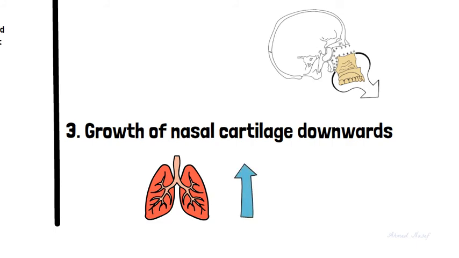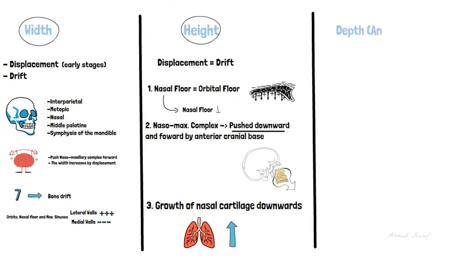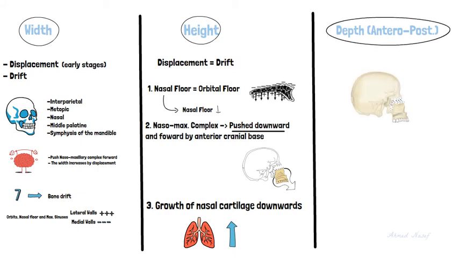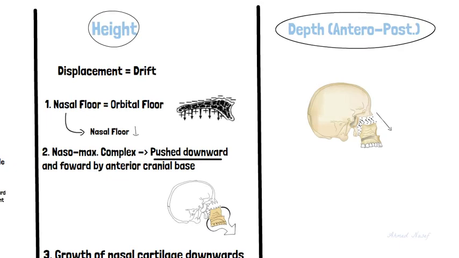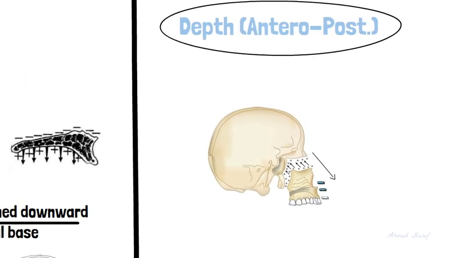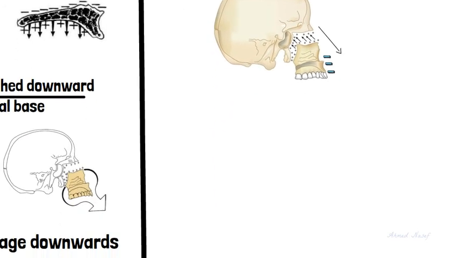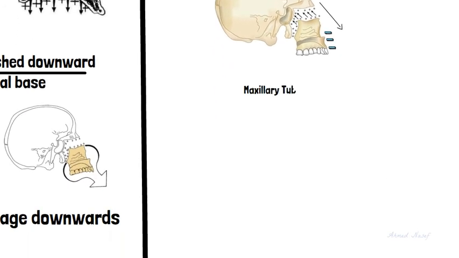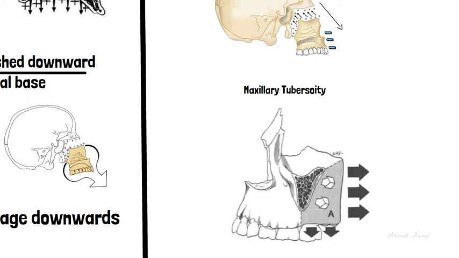Finally, we'll talk about the depth of the midface. As we said before, the nasomaxillary complex is joined with the cranial base through a group of sutures. Again, when these sutures grow, they push the midface downward and forward. And there is bone resorption on the anterior surface and deposition posteriorly. Bone is also added to the posterior border of the maxilla in the tuberosity area. And this allows more space for the primary and then later for the permanent molar teeth to erupt.